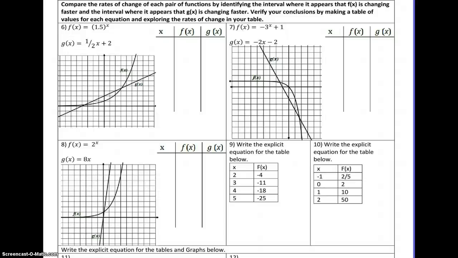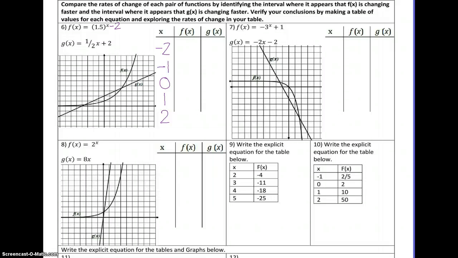Okay, the top part of this assignment, I told you that you did not have to do it. So to start with, you're on number 6, and for the x values, you're going to use -2, -1, 0, 1, and 2. All you're going to do is plug those numbers in place of x.